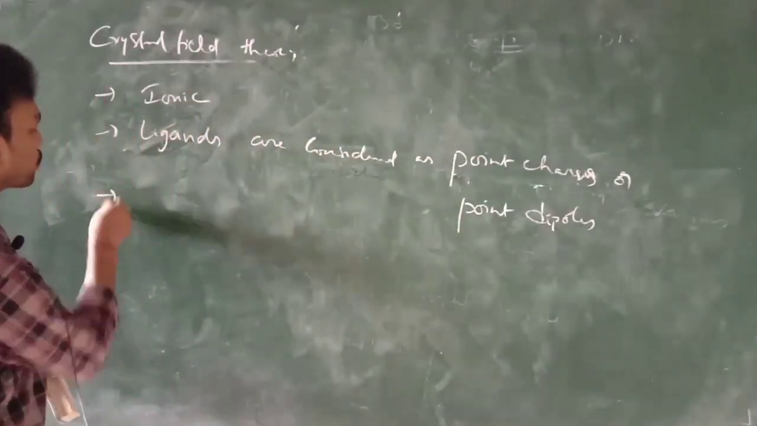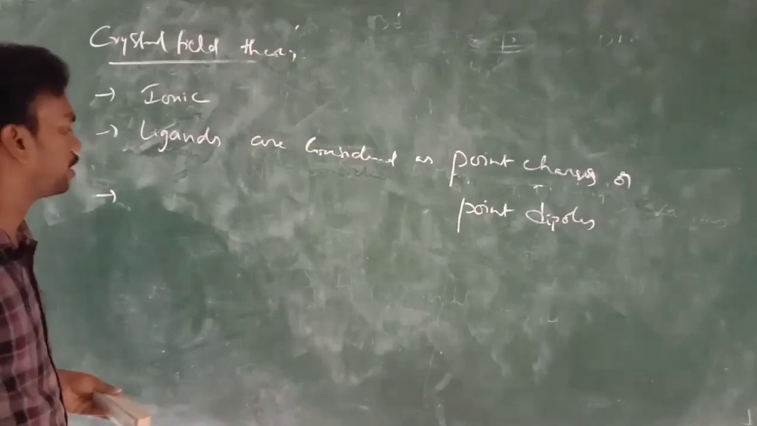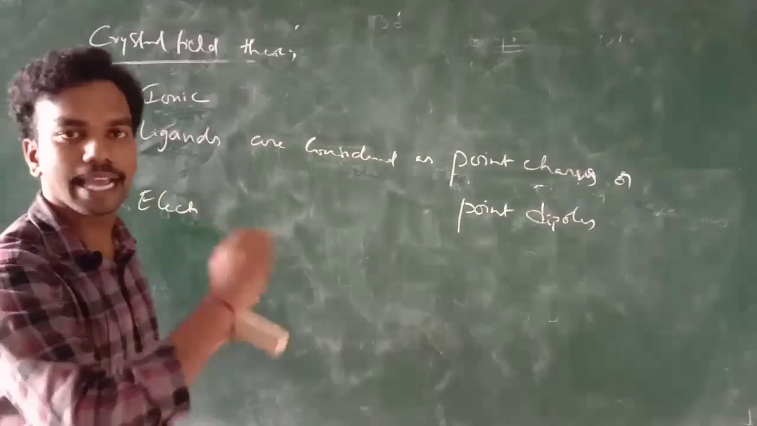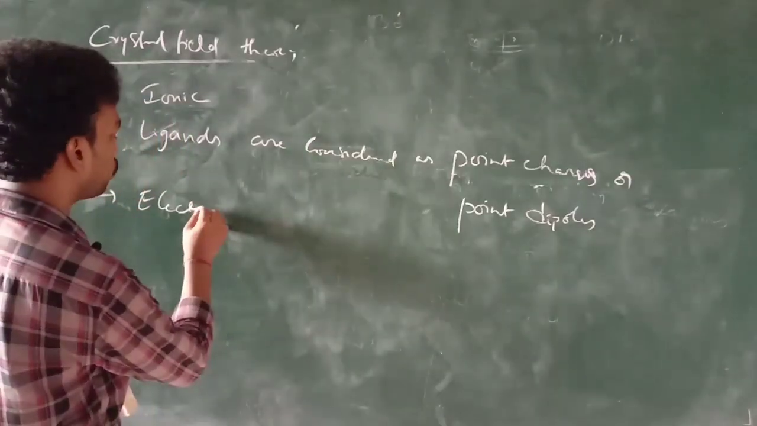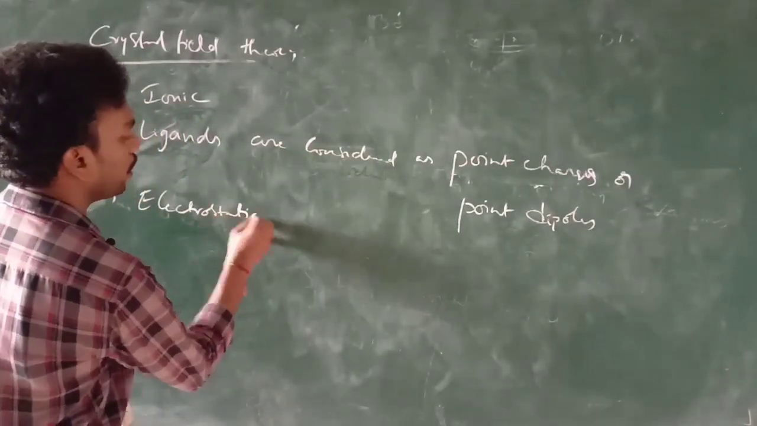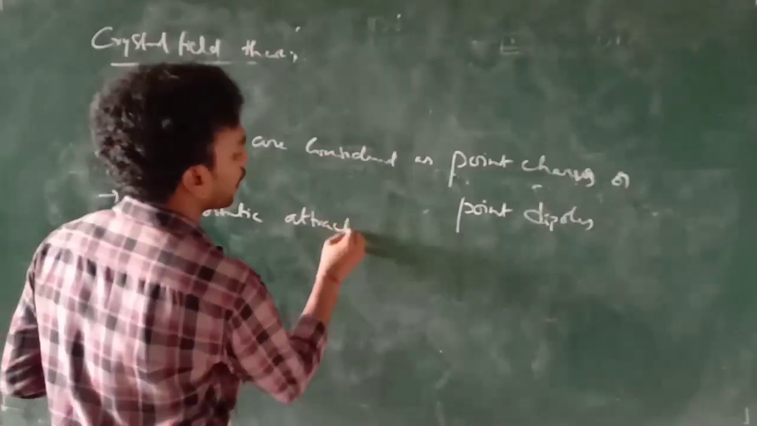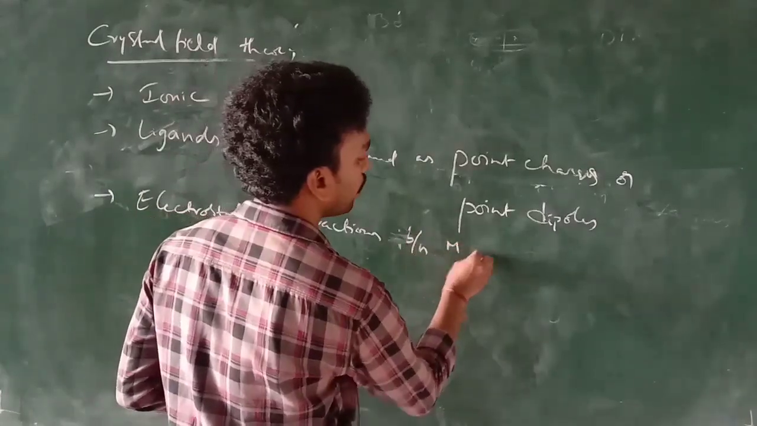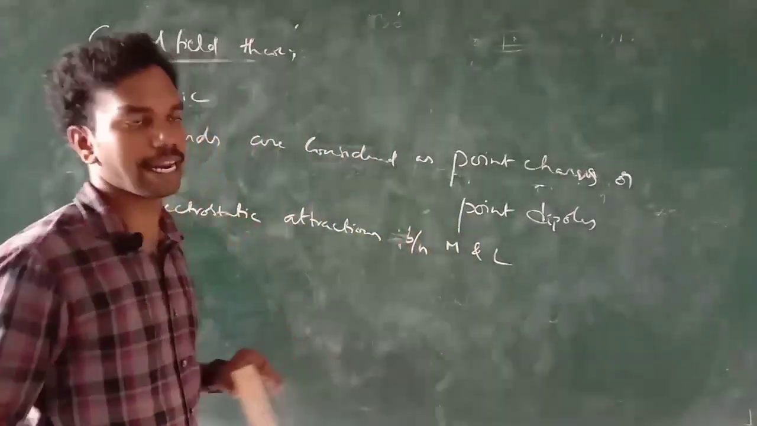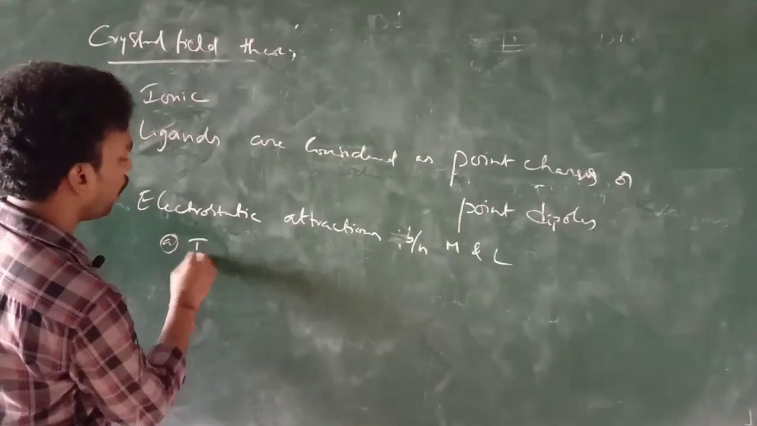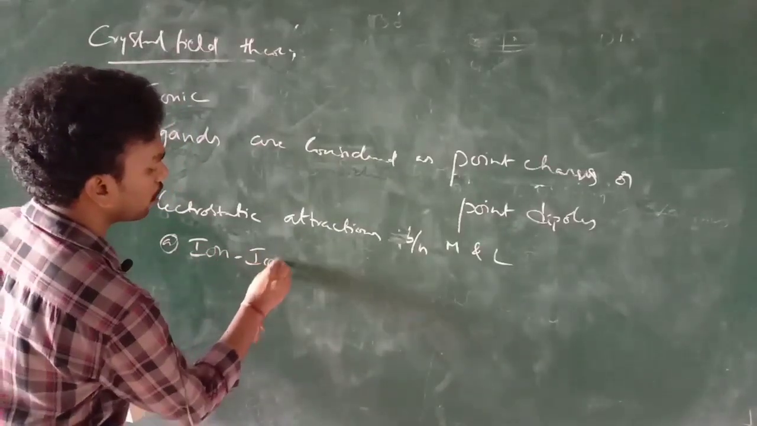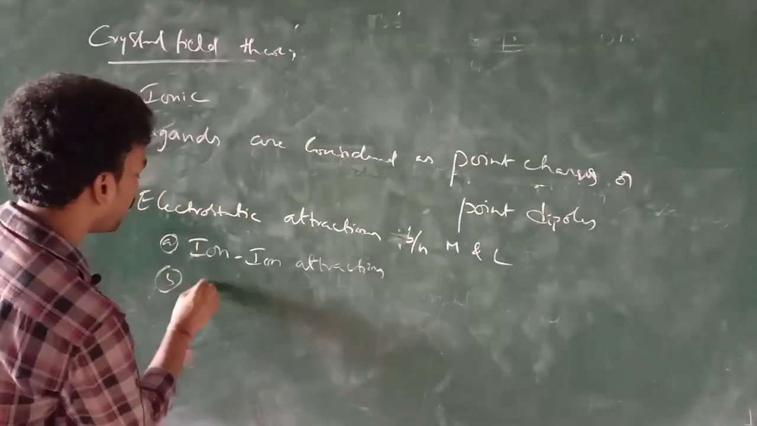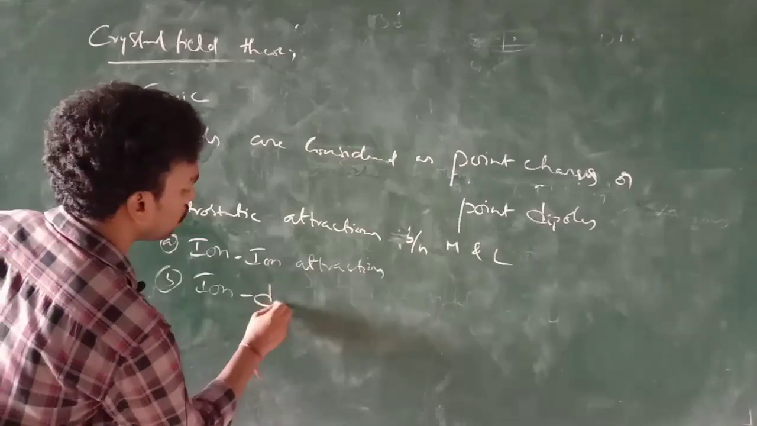Next, because the bond is ionic, there are electrostatic attractions between the metal and ligand. These electrostatic attractions may be ion-ion attractions or ion-dipole attractions.